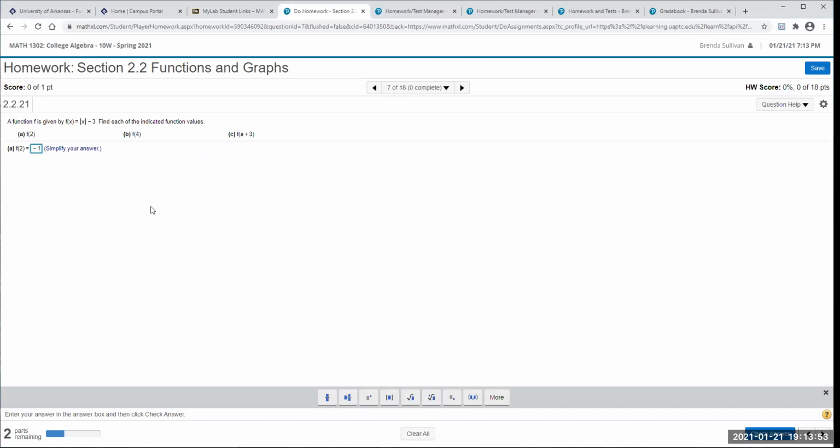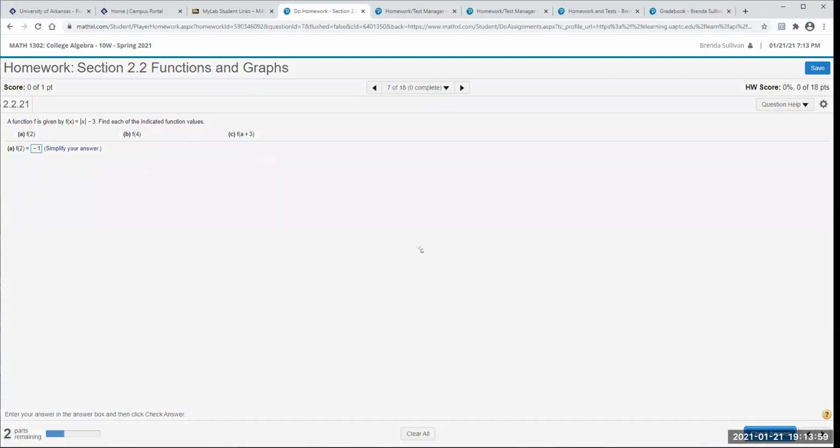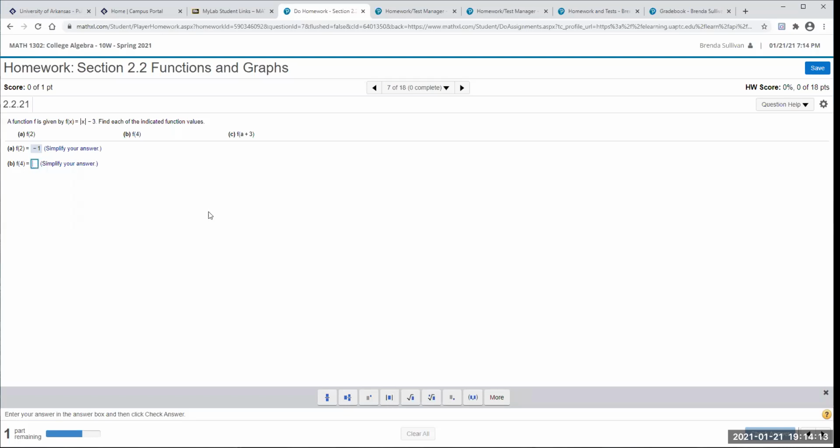Now I have to check my answer down here before it'll give me the next one. So I'm going to check my answer. Good job. Now I think I'm done with that problem, but no, it gives me the second one here. So now I'm looking for f of 4. I've already done the problem and I found out that it's 1. So I'm going to put in the 1 and check my answer.